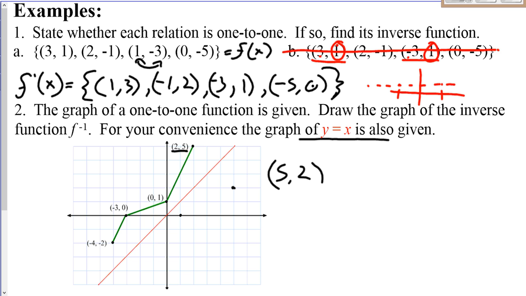(0, 1) becomes (1, 0). (-3, 0) becomes (0, -3). And (-4, -2) becomes (-2, -4). So it would be off the graph down there somewhere, but I would get this graph. Sorry, (-2, -4) would be right here, and it'd be right there on the graph. And you can see that this graph here in the black is a reflection across the red line of our green graph. So we'll always notice that when we're graphing our functions and our inverse functions.